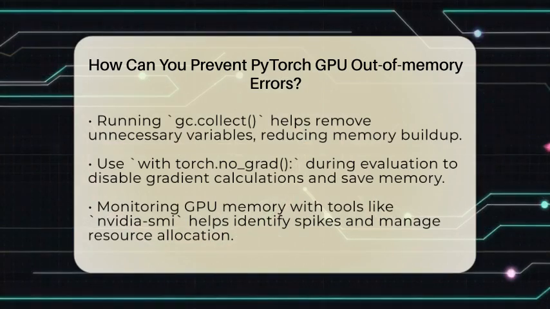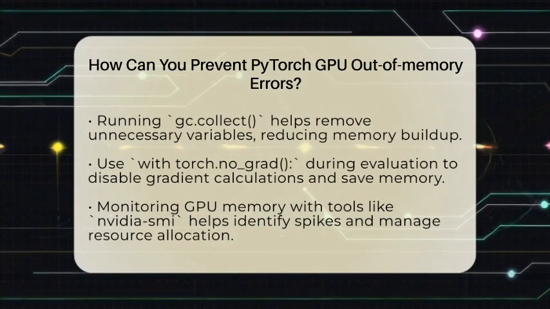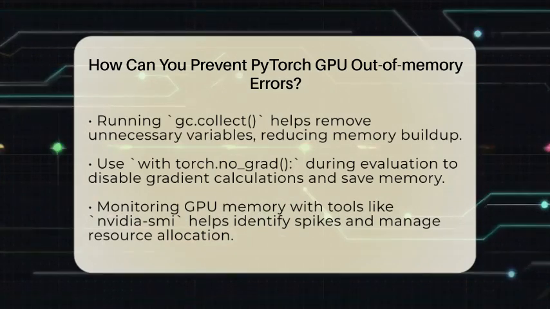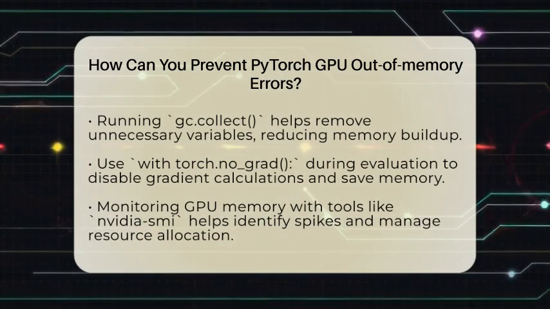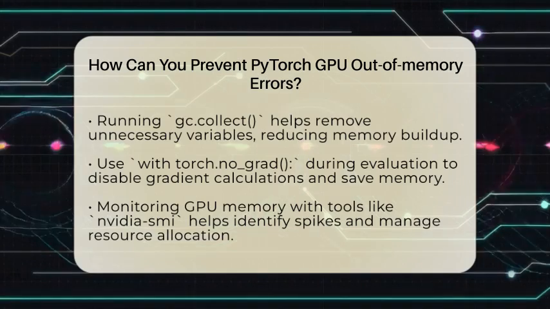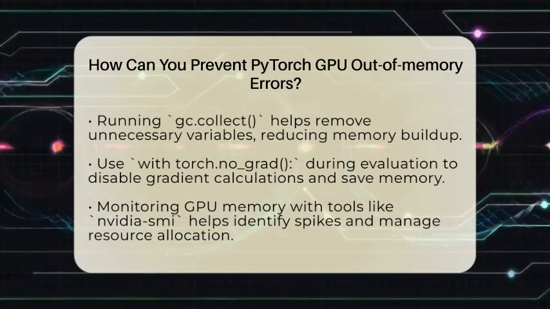When you are testing your model or making predictions, wrap your code inside with torch.no_grad(). This disables gradient calculations, which are not needed during evaluation. It reduces memory use because intermediate data for backpropagation is not stored.